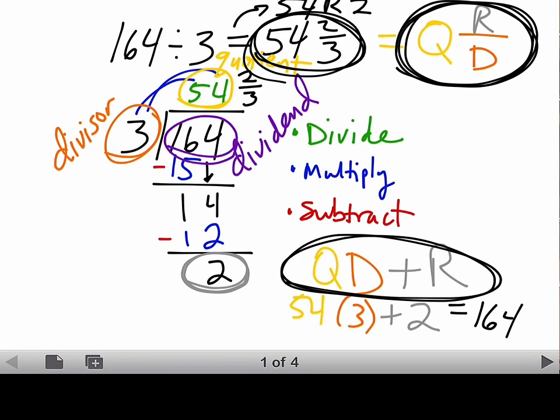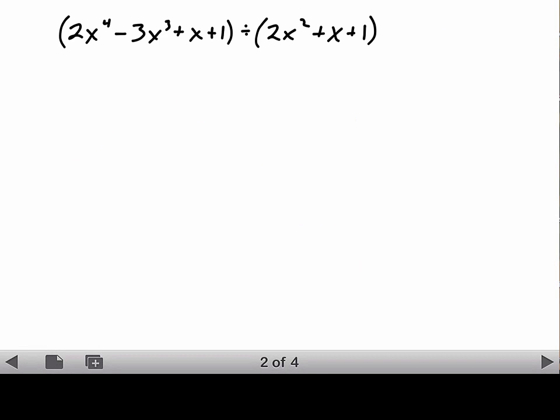Well, let's get started with our first example. Here we have 2x to the 4th minus 3x cubed plus x plus 1 divided by 2x squared plus x plus 1. And the first thing I want to point out is that this is a polynomial, 2x to the 4th minus 3, all that stuff, divided by a divisor, 2x squared plus x plus 1. And I only mention that because later we're going to be talking about the divisor. I want to make sure we're all on the same page.